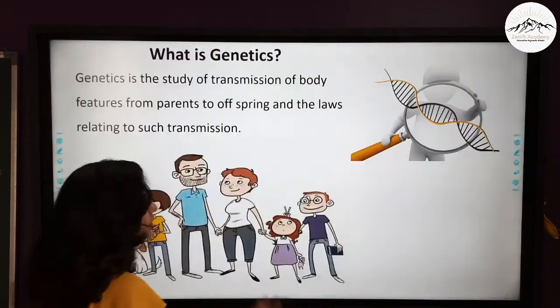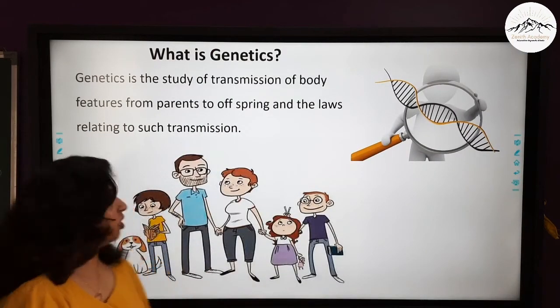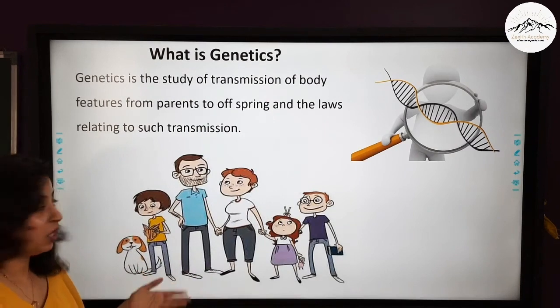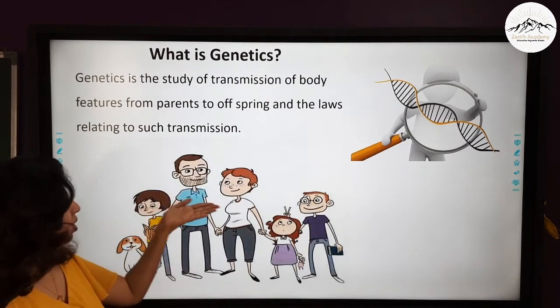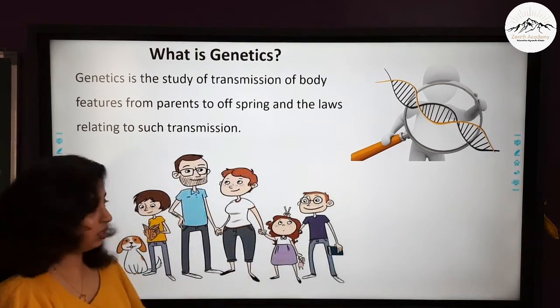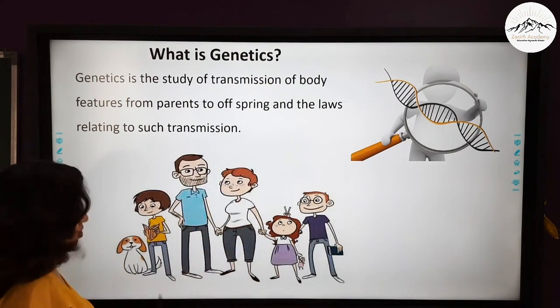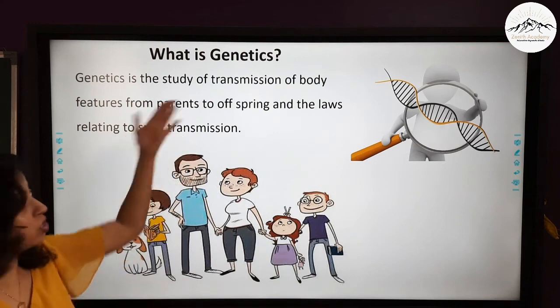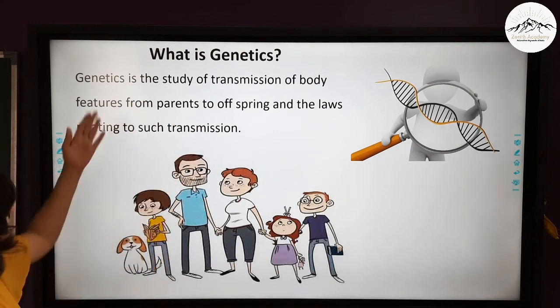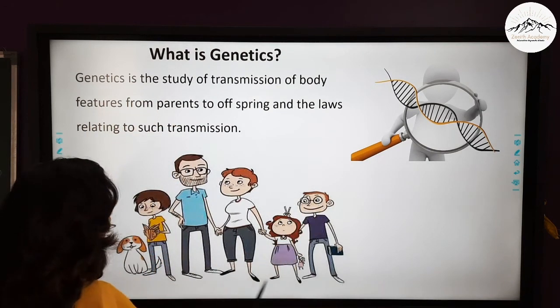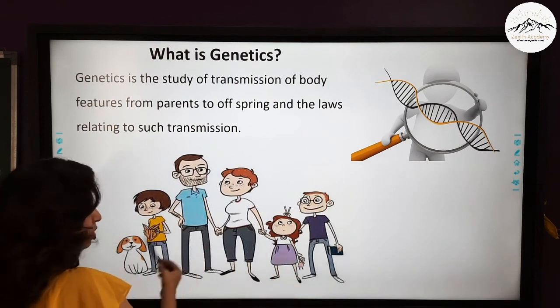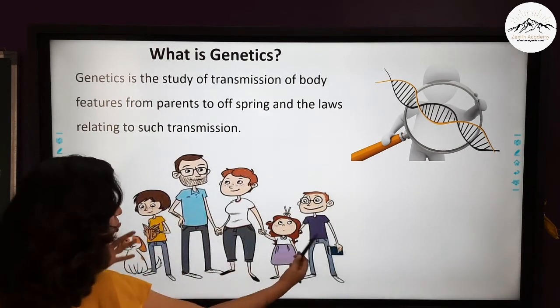So let's go ahead. Now children, here you can see a family. Here you can see a father and a mother and their 3 children. So you can see that these 3 children look somewhat like their parents. So what is genetics? Genetics is the study of transmission of body characters from parents to the offspring. There is some transmission of body characters.